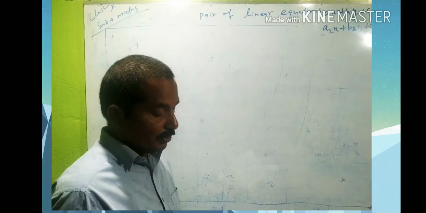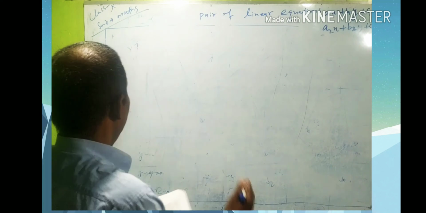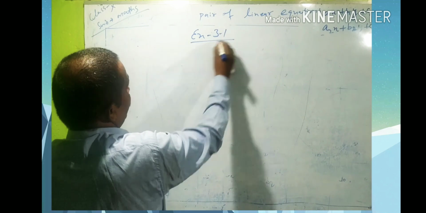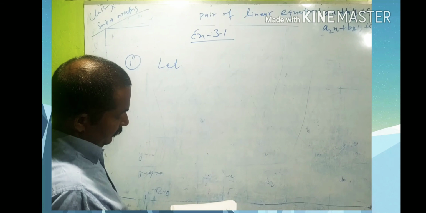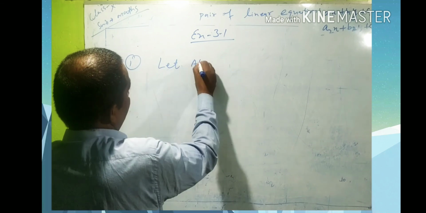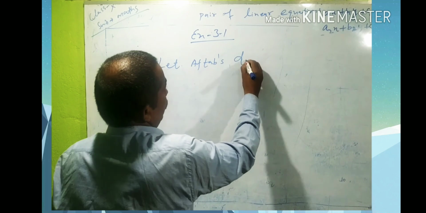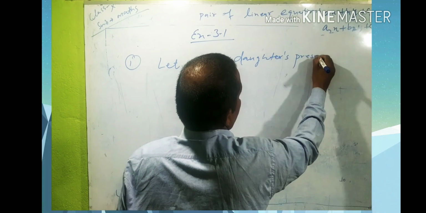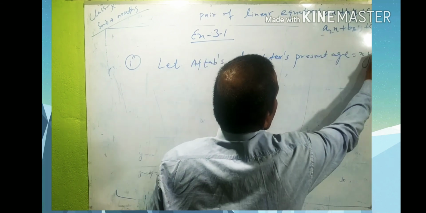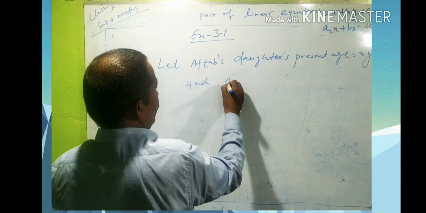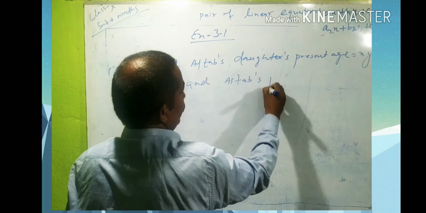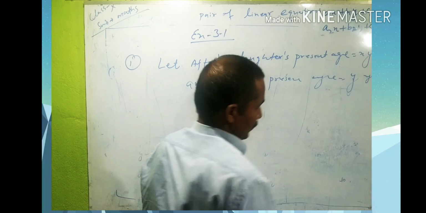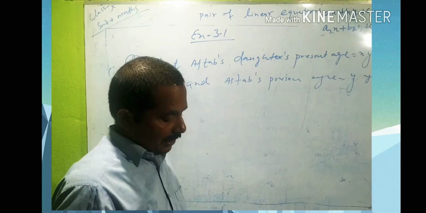So first of all, you will have to suppose the present ages of both. Exercise 3.1, first number. Let Aftab's daughter's present age be x years, and Aftab's present age be y years. Means we have supposed here Aftab's daughter's present age and Aftab's present age.